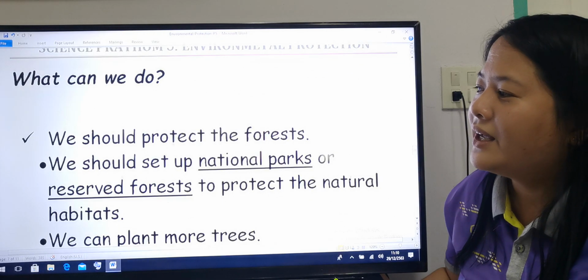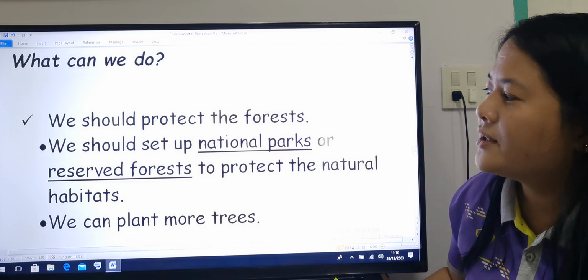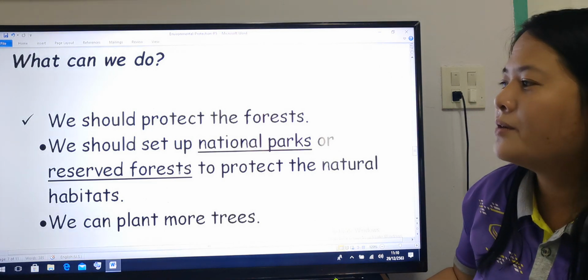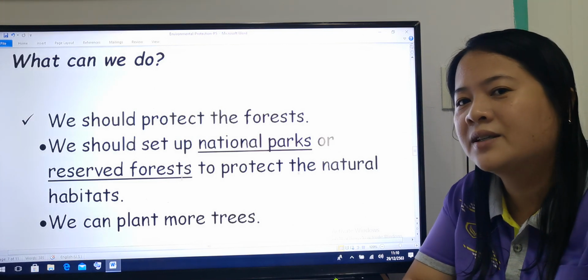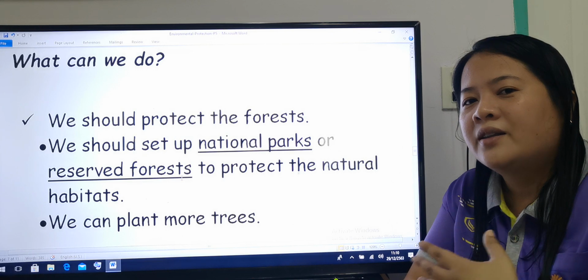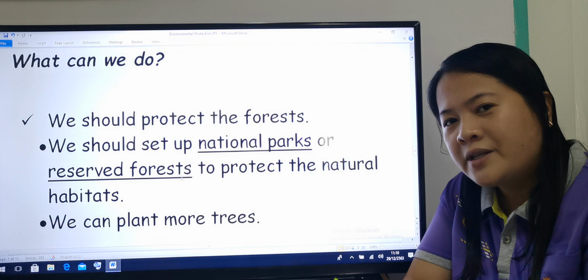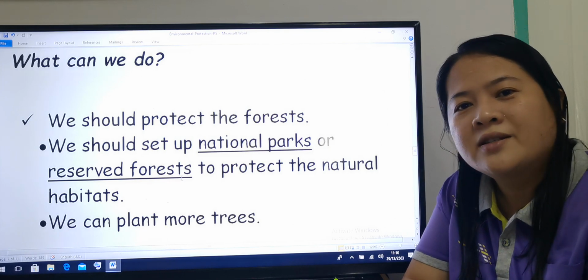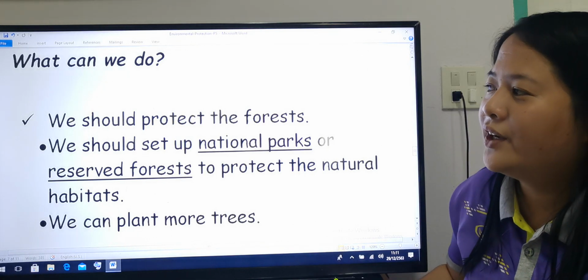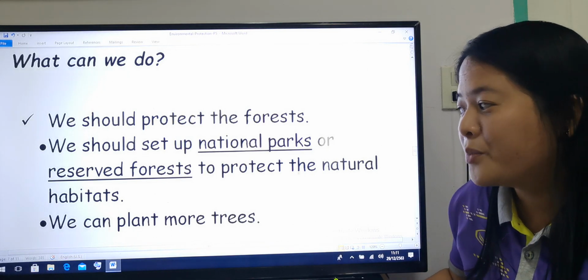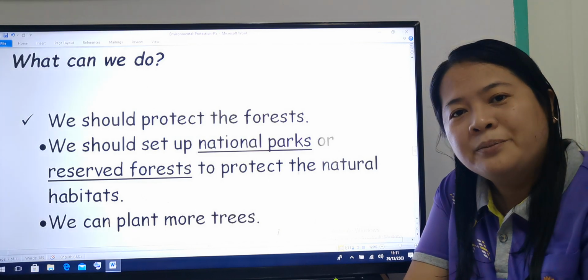Number one, we should protect the forest, okay? We should set up national parks or reserve forests to protect the natural habitats of many animals. The government could protect national parks. They can put up forest reserves, or those forests that people are not allowed to go into. And another thing is that we can plant more trees. In our backyard, in our homes, we can plant more trees.